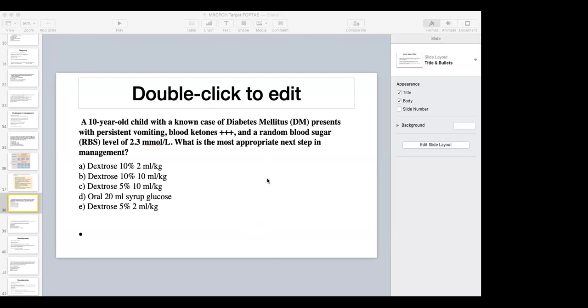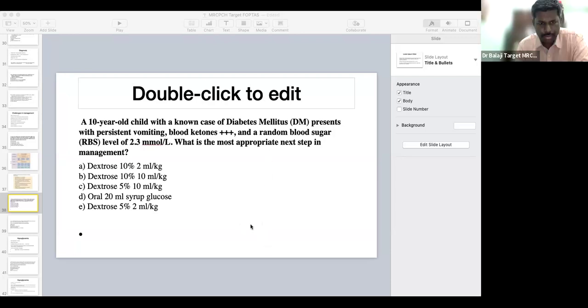Dextrose, 10% dextrose, 2 ml per kg. Yeah, 10% dextrose, 2 ml per kg. Good, Dr. Sanjeev. So why do you choose dextrose 10%, 2 ml per kg, against the oral 20 ml glucose or the sugar tablets like that? So why not we go with 20 ml of syrup glucose?